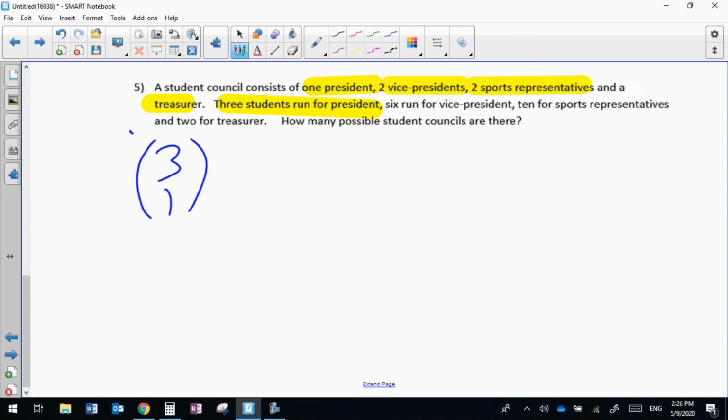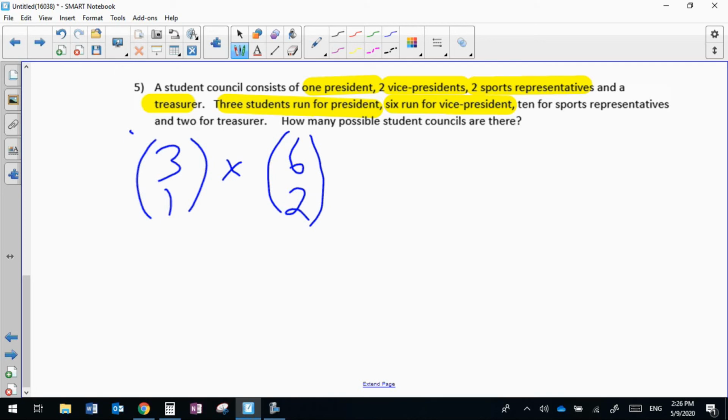It doesn't matter. How about vice presidents? There are 2 vice presidents and 6 students run for vice president. So we have 6 students and 2 of them will be chosen for vice president. So there's 6 choose 2 vice presidents. By the way, we're assuming that no one who ran for president also ran for vice president or something like that. Now we're actually going to multiply these possibilities together.